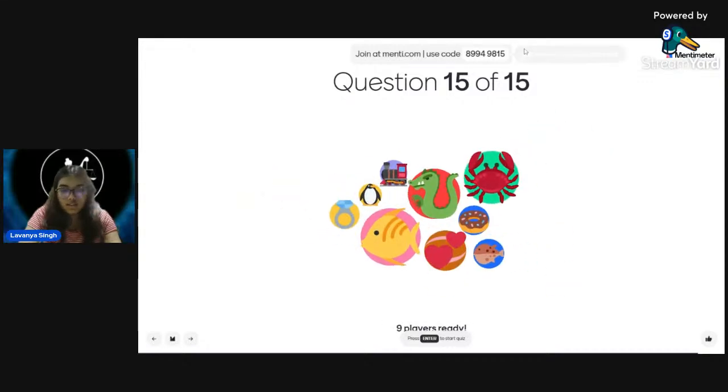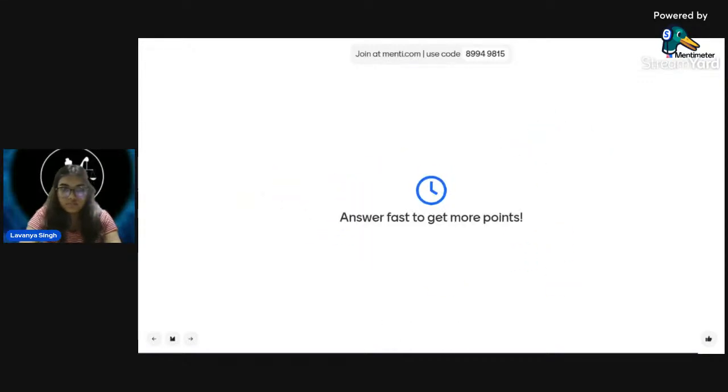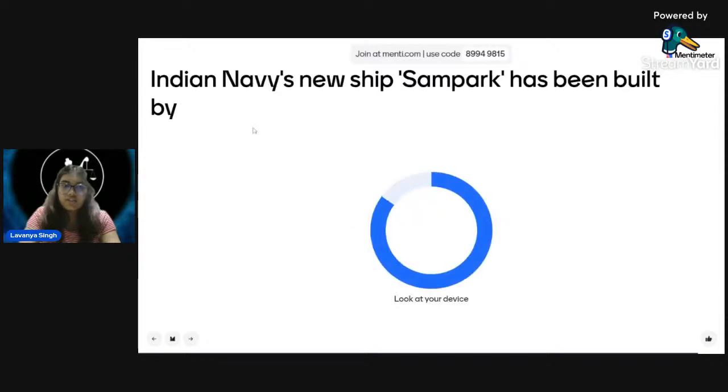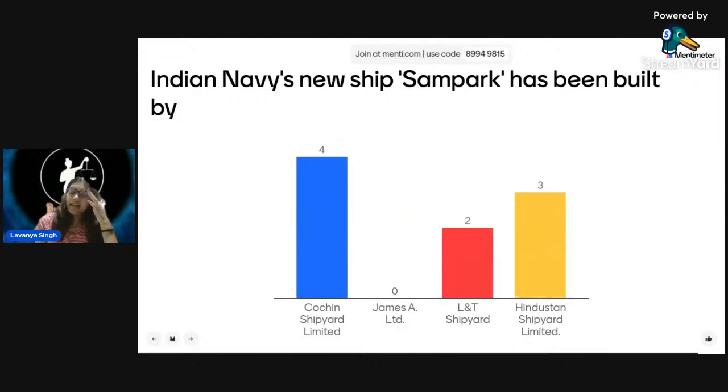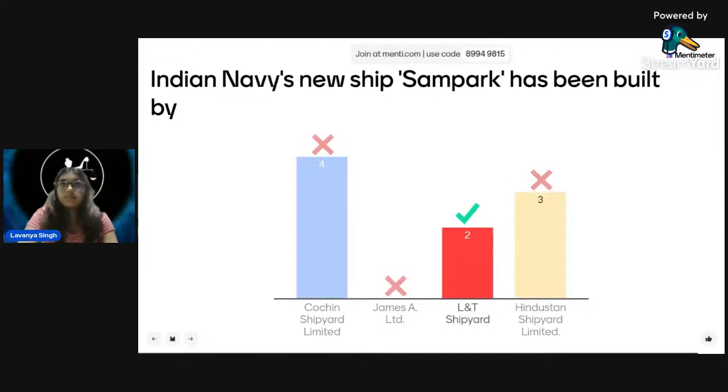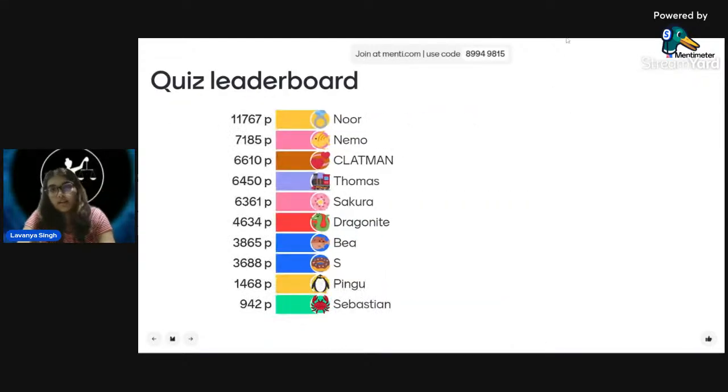Moving to the last question. Indian Navy's new ship Sampark has been built by which of the following? Your options are Cochin Shipyard Limited, James A Shipyard Limited, LNT Shipyard, or Hindustan Shipyard Limited. And the correct answer is option C, LNT Shipyard. But yeah, that's it for the quiz. We have the final leaderboard.